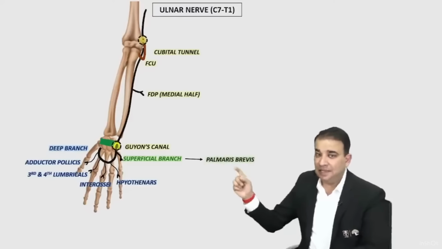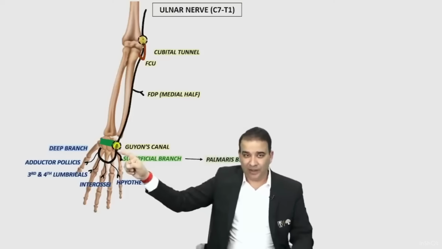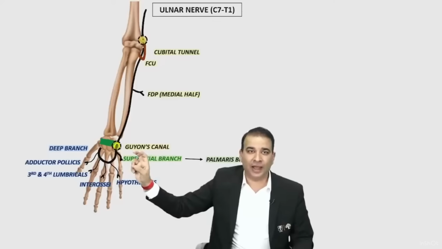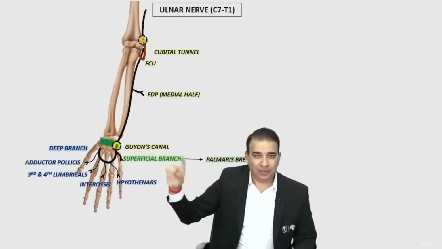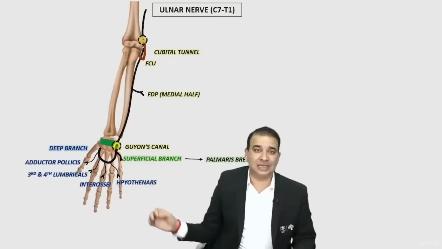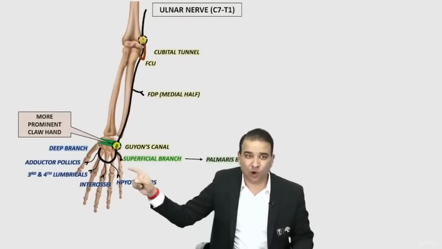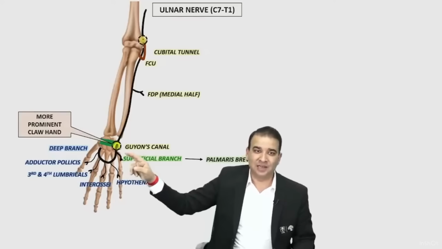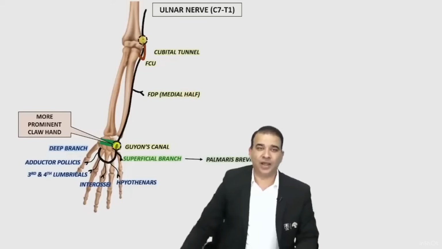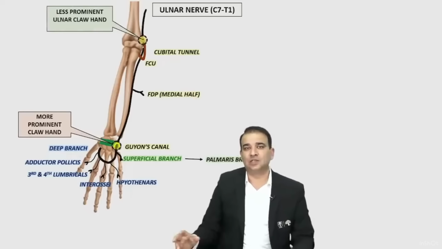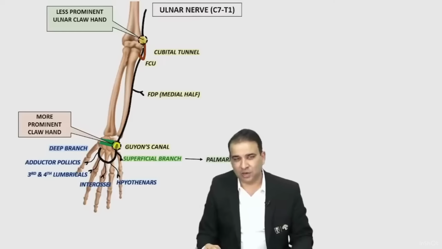But the thing is, if there is an injury at the lower end, then the severity of the claw hand, unlike other nerves, in this case, the severity in the distal injury is actually more. So we have a more severe, more prominent claw hand in the distal injury, and a less prominent claw hand in the proximal injury, and that is called the ulnar paradox.